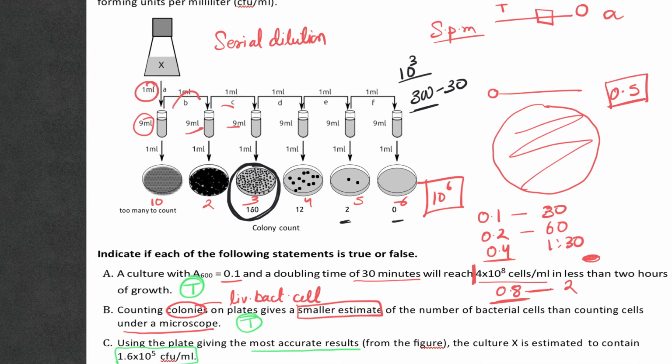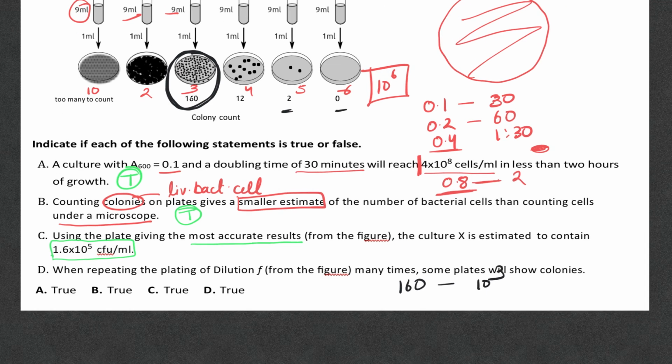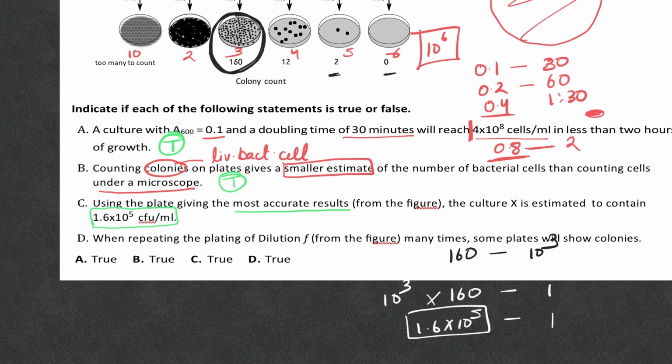So there are 160 colonies if the dilution factor is 10 to the power 3. So you simply use the unitary method. If the dilution was 1, then you'll have to simply multiply, right? So you'll have 1.6 into 10 to the power 5. That is exactly what the question is quoting for you. Okay, so this also turns out to be correct.